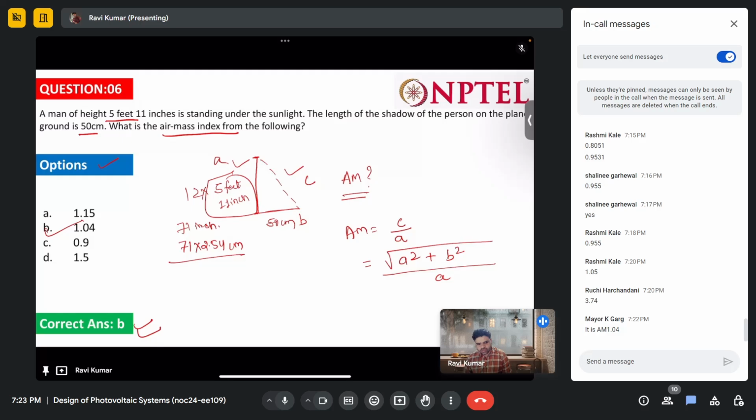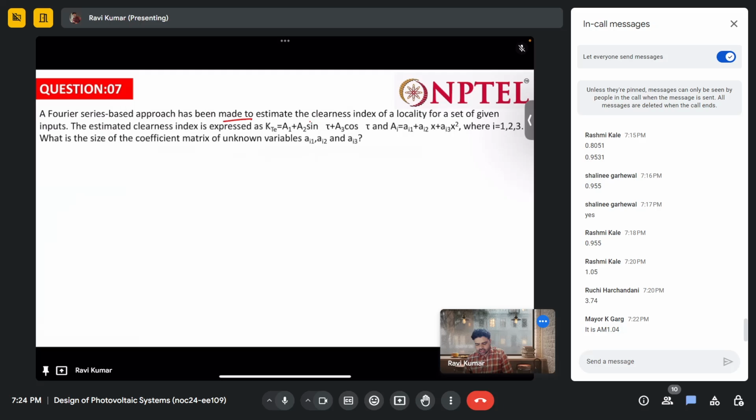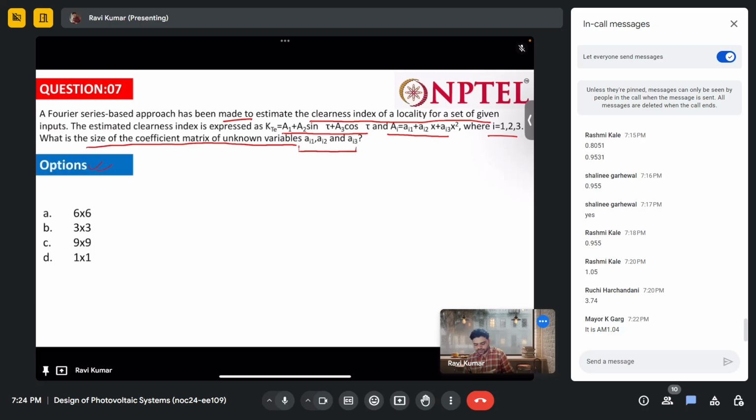Now let's move further. The next question says, a Fourier series based approach has been made to estimate the clearance index of a locality for the set of given inputs. It is expressed as A1, A2, A3. Then A1 is represented like this: I1, I2 and I3, where I is 1, 2, 3. What is the size of the coefficient matrix of unknown variables? These are the unknown variables, and these are the options. You need to just find out the size of the unknown variables.